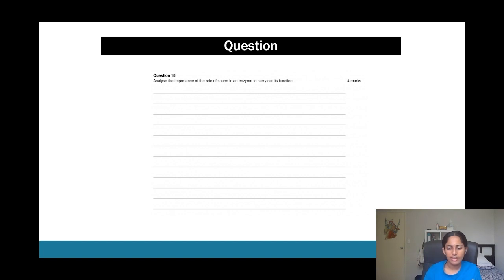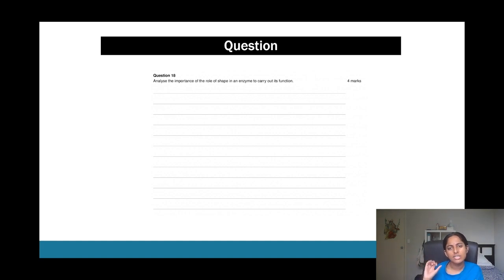Hopefully you had a quick minute to do the question. So the question is asking, analyze the importance. And what is it asking you to analyze? Shape of an enzyme and function. So this kind of requires you to understand a lot of things actually.